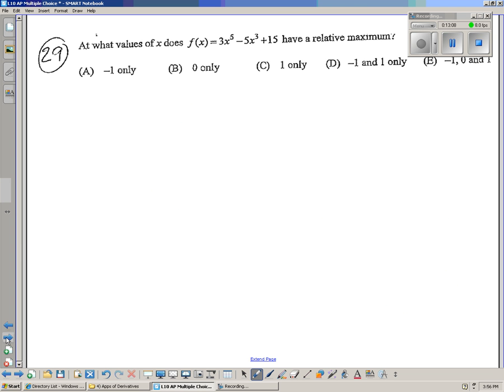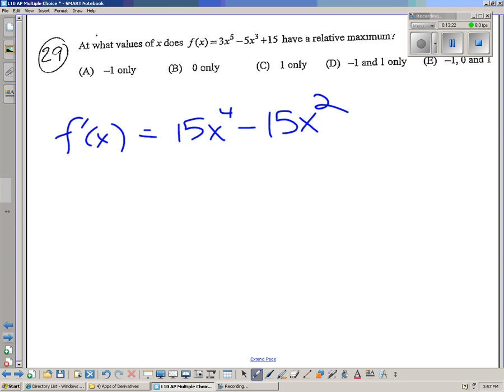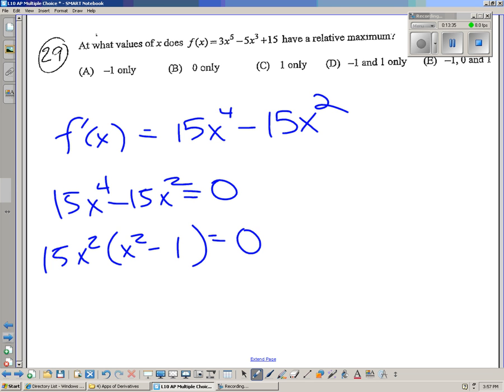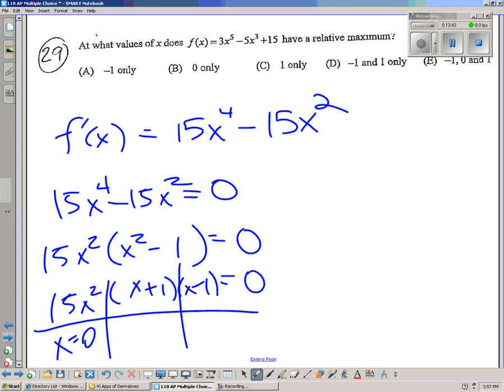Number 29. At what values of x does this function have a relative max? Relative max, we need to look at the first derivative. F prime of x is 15x to the 4th minus, I think we maybe done this in class, this equation, minus 15x squared, setting this equal to 0. Factoring out 15x squared, we would be left with x squared minus 1. Factoring further, x plus 1 times x minus 1. X could be 0, x could be negative 1, x could be 1.